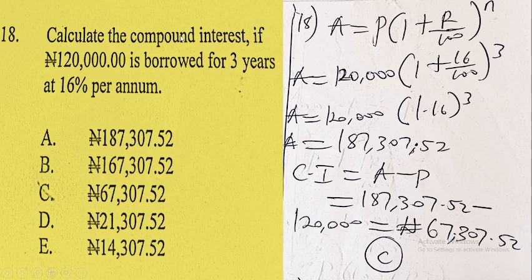Then the question says we should find the compound interest, not the amount. How do we find compound interest, which I represent with CI? Compound interest is the amount you get here minus the principal, the money borrowed. So if you do that, you have 67,307.52, and that is the compound interest on the money. And the option here is option C, the correct option.